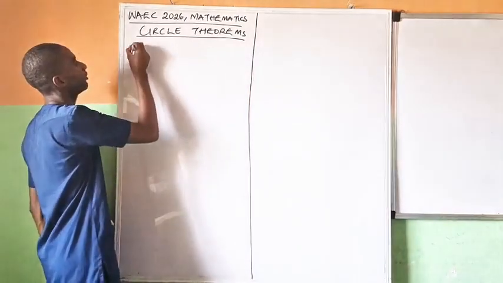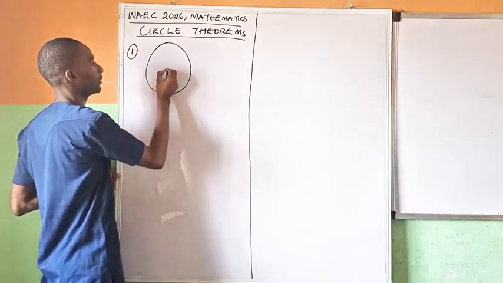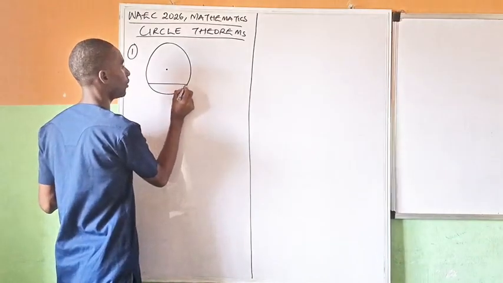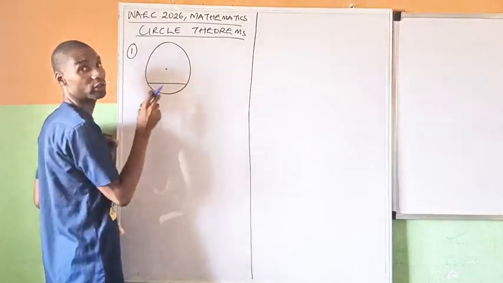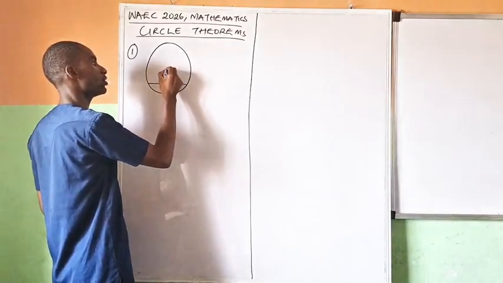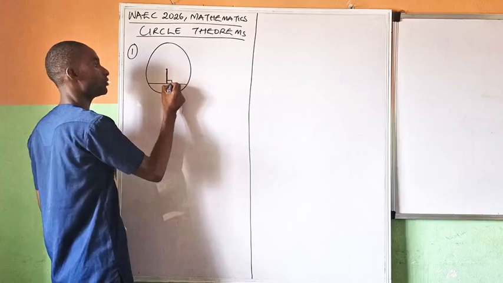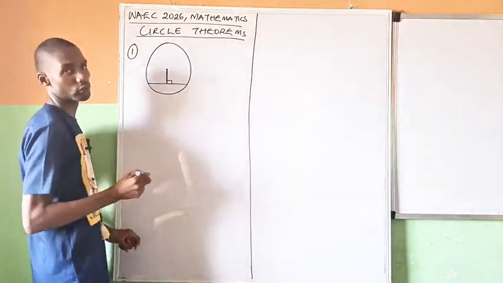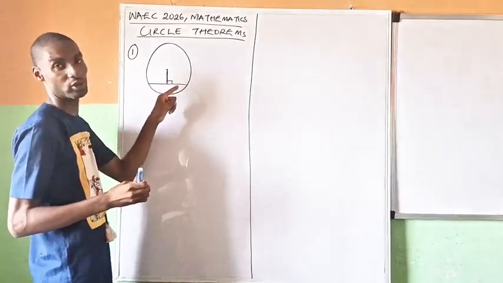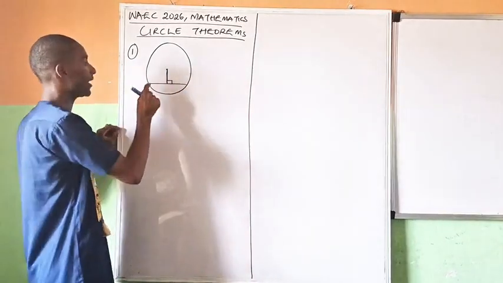Now, the first theorem I'll be talking about: when you have a circle, and remember, this is the center of the circle, and then this is a chord. This is a chord. This is a chord. I discussed the meaning of a chord in my first video. Now, the first theorem says a line drawn from the center of the circle to meet the chord, to meet this chord, is perpendicular to the chord, meaning that it forms angle 90 degrees with this chord. And not that alone, it divides this chord into two equal halves.